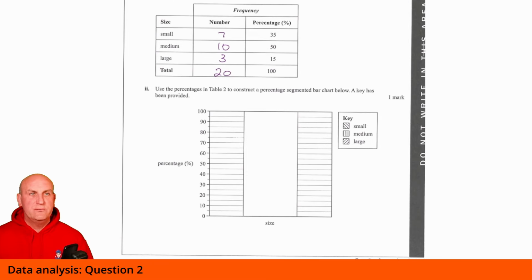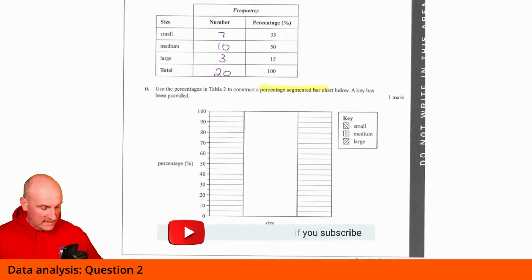Use the percentages in table 2 to construct a percentage segmented bar chart below. A key has been provided. Now, I'm not sure that the order is going to particularly matter, but it's given you the percentages here: 35, 50, and 15. The question says it wants a percentage segmented bar chart. Let's highlight that in a color that we can all see. A key has been provided below. Okay, so where are we?